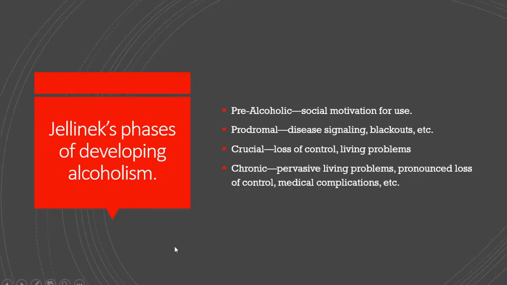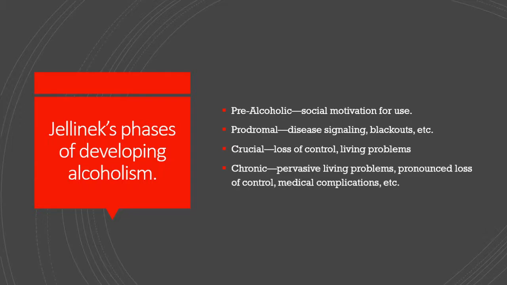So, his phases: pre-alcoholic. People who are pre-alcoholic have a social motivation for use. They may use too much. They may drink too much from time to time. They may get in trouble with their drinking. They may have hangovers and get sick and feel bad. But they haven't lost control per se. They could still suck it up and quit if they want to. They can regulate their intake. And even though they're making bad choices, they can learn to make better ones.